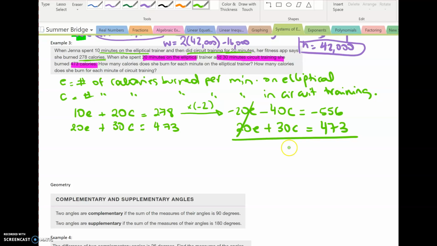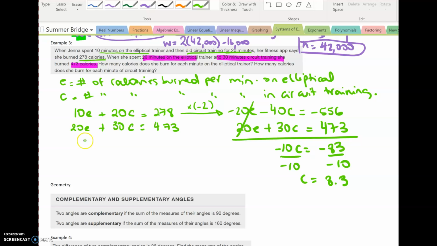And then I add, that cancels. This becomes -10C is equal to negative 83. And then we divide both sides by negative 10. So C is equal to 8.3 calories. So Jenna burns 8.3 calories per minute.